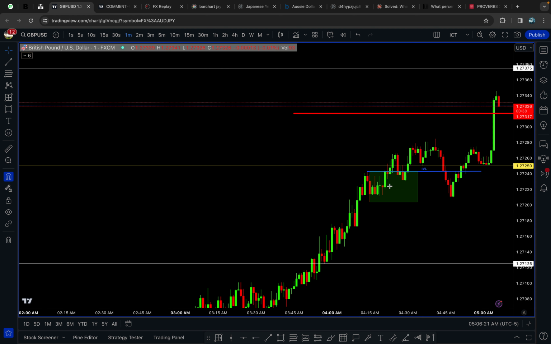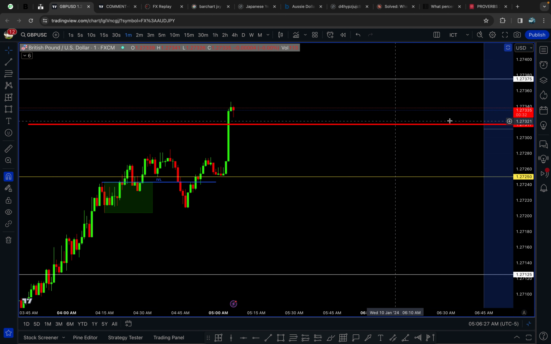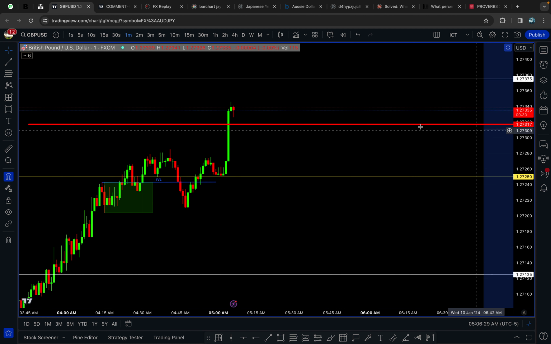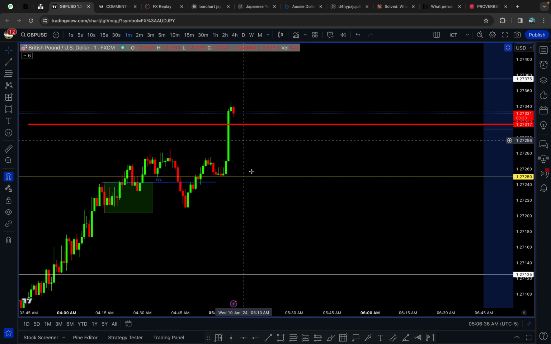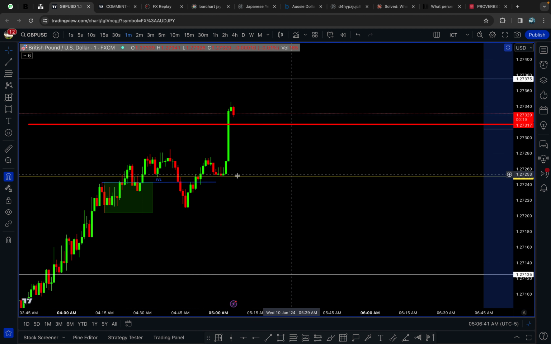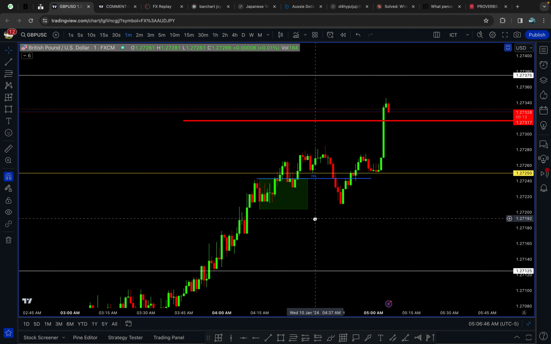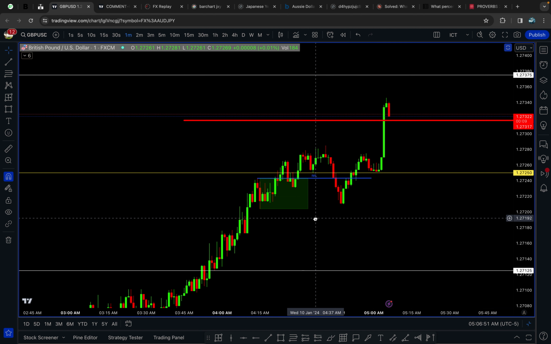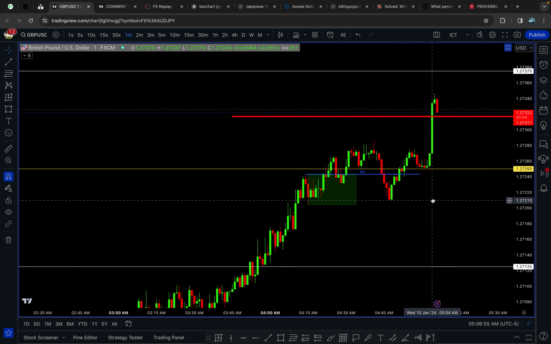Now, in terms of our halfway point, where are we? We're up there. I wouldn't buy this. For sure, I would not buy this. When it comes back down here for a retracement on this key level, that's when I would look to think about buying. But yeah, that would have been nice. That would have given me a lot of cushion right there.